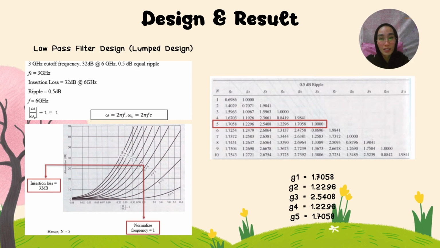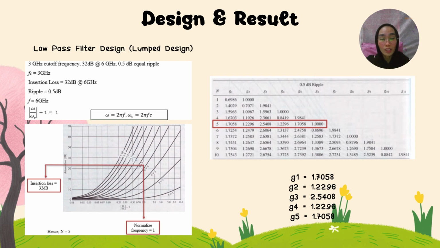Assalamualaikum, my name is Hajarul Elia binti Nazarin and I am going to present about the low pass filter. For the low pass filter, we choose a 3 GHz cut-off frequency, insertion loss of 32 dB at 6 GHz, and 0.5 dB equal ripple. First we need to find omega over omega c minus 1. To find omega, the formula is 2 pi f, and to find omega c it is 2 pi fc. And we get 1 for the normalized frequency.